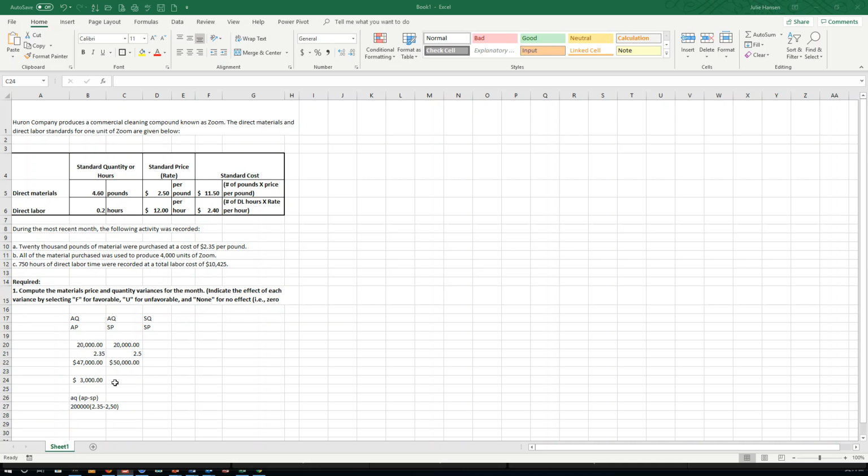And the last piece of information I need over here is, was that favorable or unfavorable? In this case, it was favorable. Why? Because, do you see that S there? To me, that stands for shoulda, otherwise known as my standard. So I should have paid $2.50. I actually paid $2.35. So I paid a little bit less, right?